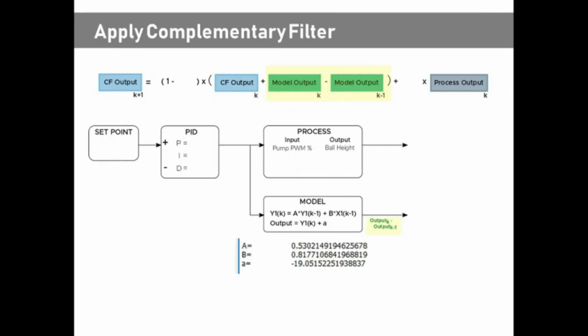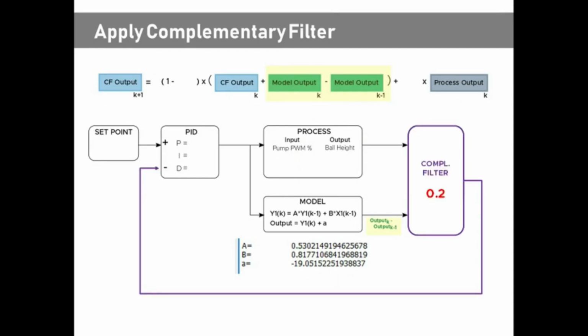Our model uses the results of our best fit equation drawn from conjecture, and our model output uses the change in ball height consistent with our process. Our complementary filter allows us to vary the ratio of process to model that goes into our PID controller. Here we've chosen a ratio of 0.2, 20% process and 80% model.